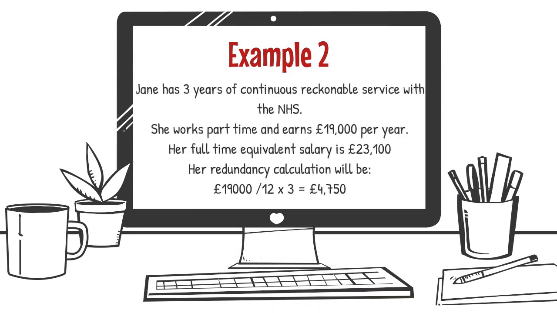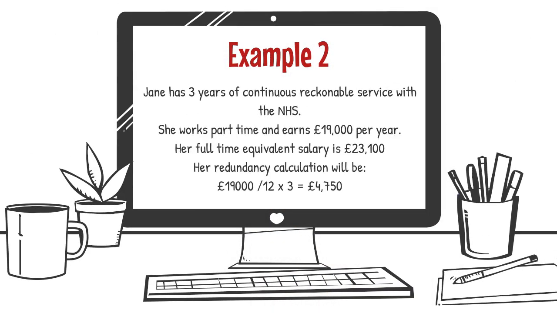Example 2. Jane has 3 years of continuous reckonable service with the NHS. She works part-time and earns £19,000 per year. Her full-time equivalent salary of £23,100 is over the minimum redundancy eligibility floor. Therefore, Jane's salary has already been appropriately pro-rated.